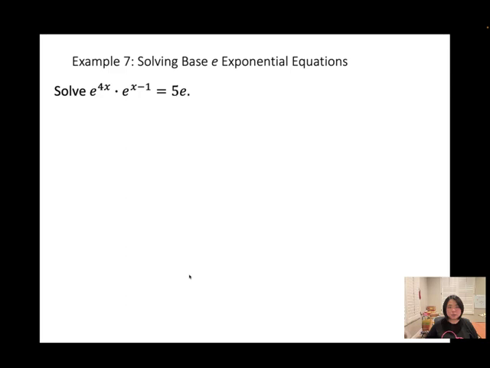Example 7, one more. Okay, we do have the same base here, right? And this is a multiplication. So we could just add up the exponents. Remember the formula: a to the power of m times a to the power of n. When they do have the same base and they multiply, you could add up the exponents. So this is going to be 4x plus x minus 1, which is 5x minus 1.